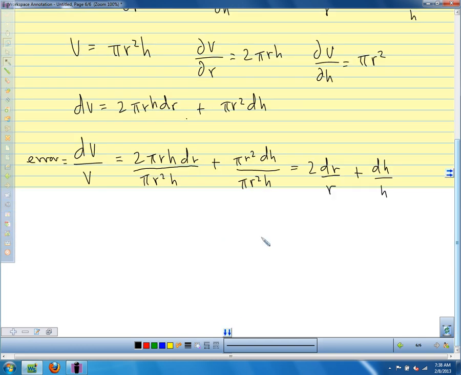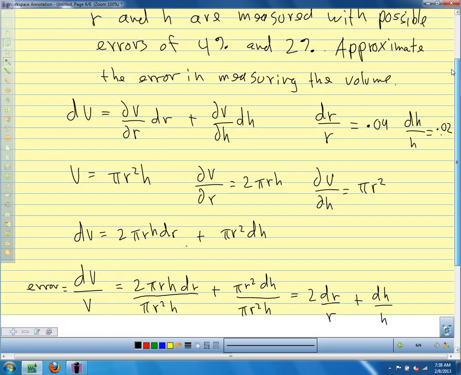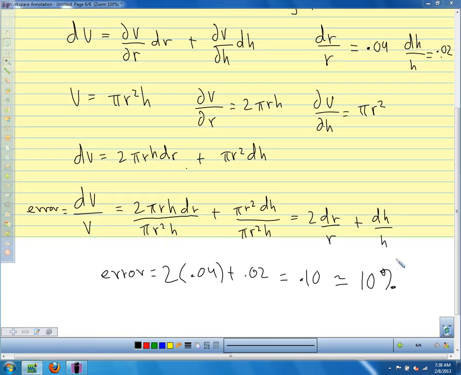So this works out nicely. Our error is going to be 2 times dr over r, which is 0.04, plus dh over h, which was 0.02, which is 0.1, or about 10%. So if we measure our radius and height with an error of 4% and 2%, our error in our volume measurement is going to be approximately 10%. This would be one way that you would apply differentials to come up with these error approximations. Questions?